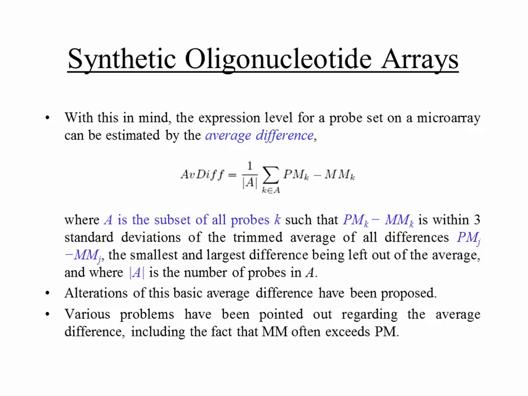And as I pointed out, a lot of this stuff is just hand waving. Various problems have been pointed out regarding the average difference, including the fact that the mismatched probe signal could exceed the perfect match probe signal. It should not happen that way. But remember, there are a lot of sources of variation here. You've broken that gene up into so many pieces, so many of these 25-mers, so you don't know for sure.